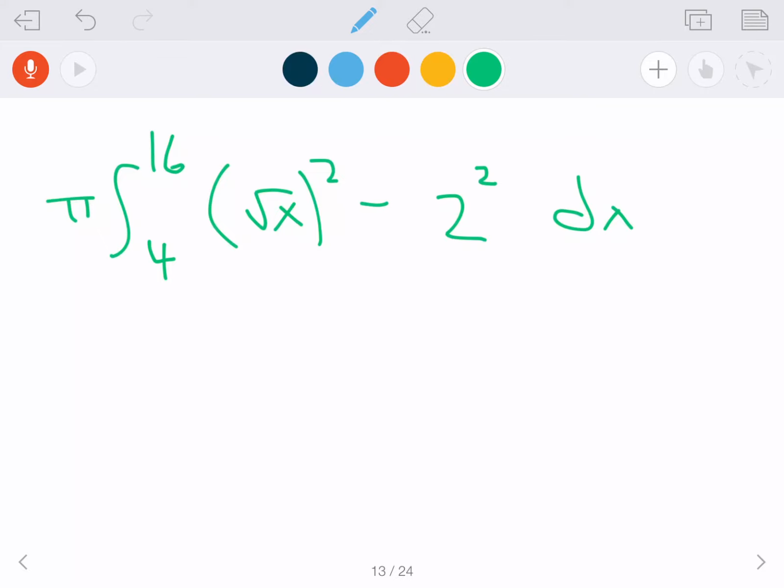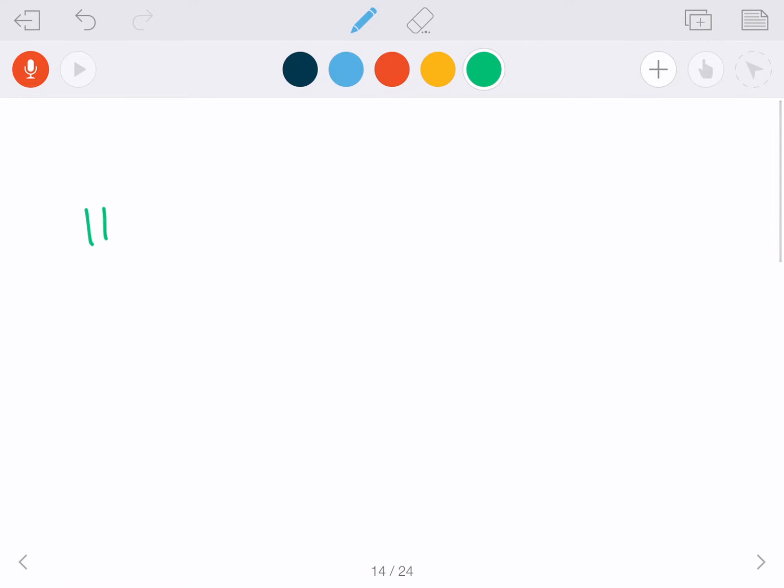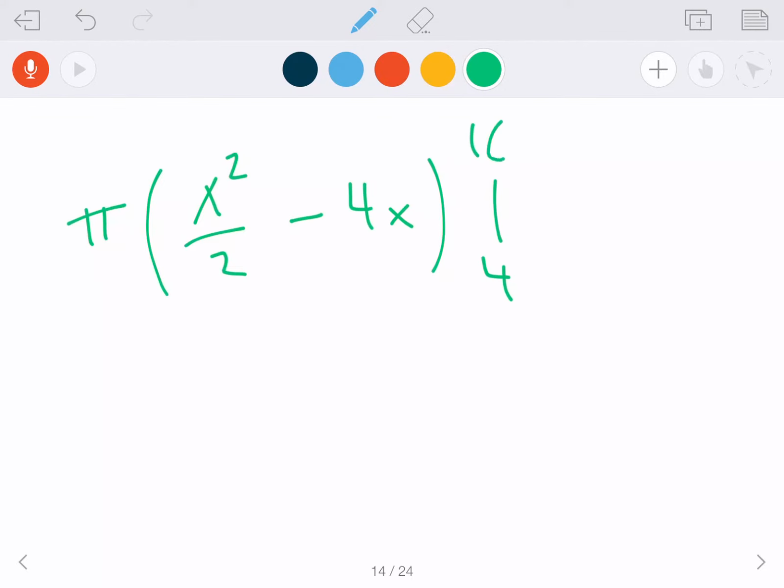So I will clean this up before I try to integrate. So I've got pi times the integral from 4 to 16 of square root squared. Makes that go away. That was convenient. 2 squared is 4. That's not too shabby. I can do that. So this is pi times x squared over 2 minus 4x. I'm going to evaluate that from 4 to 16.